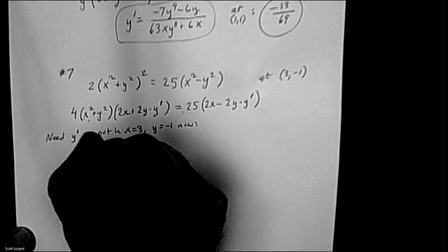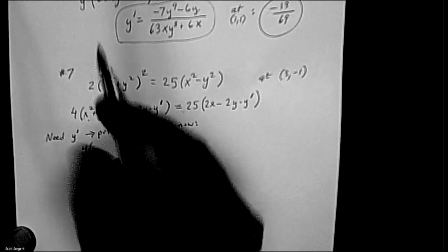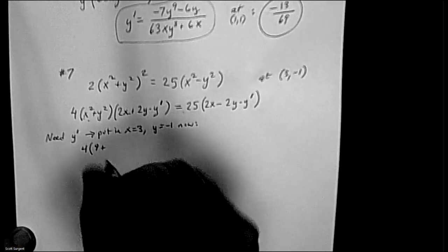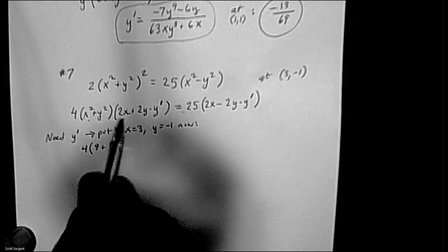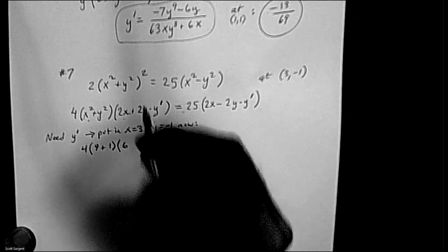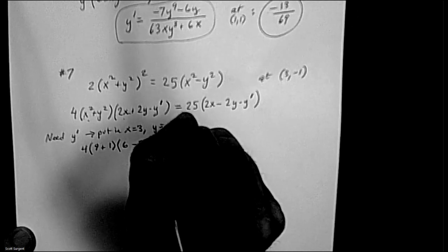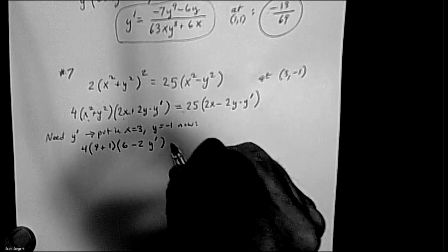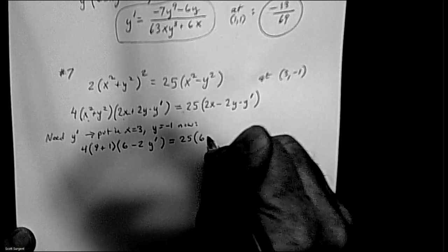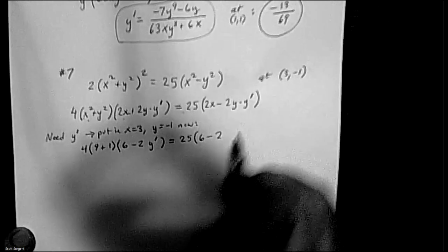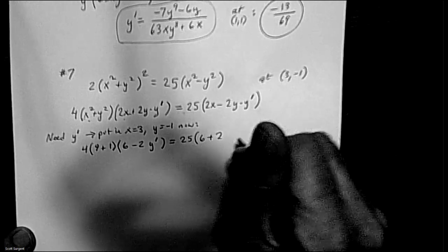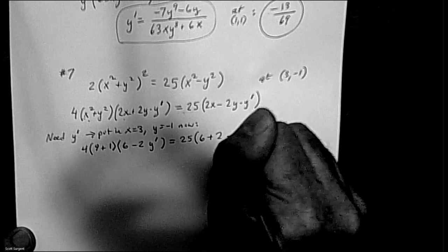Watch this. When I put a 3 in for x, I get 3 squared, which is 9. 9 plus the -1 squared is 1. Then I've got 2 times 3, which is 6, and then 2 times -1, which is -2, and then, of course, y prime is unknown; you have to figure that out. On the right side, same thing. I've got 25 times 2 times 3, which is 6, and then minus 2 times y, but y is -1, which makes that a plus 2, times y prime.